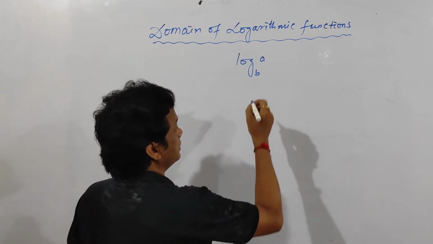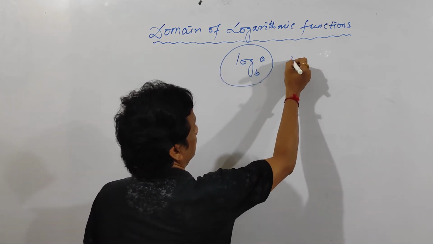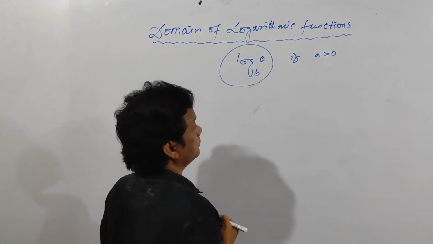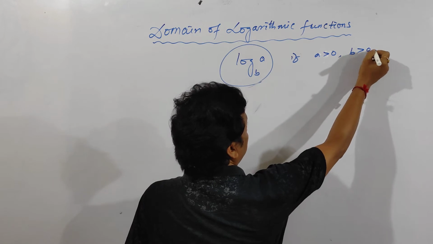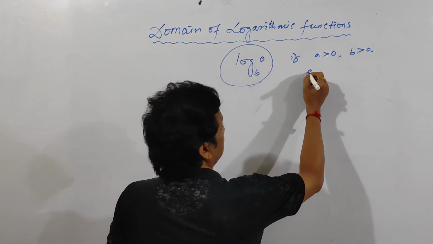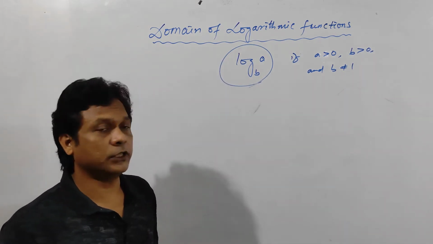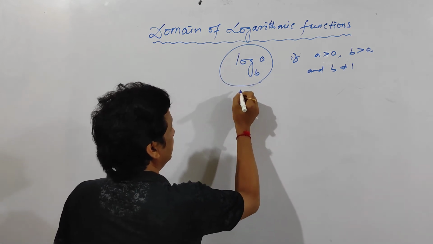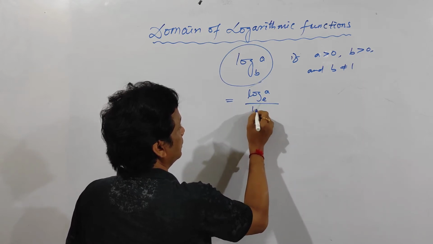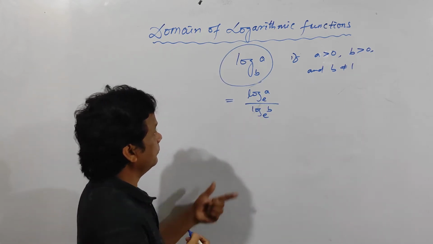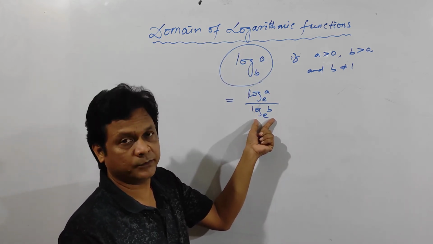I am writing certain properties. This function is said to be defined if a is greater than 0, and this quantity should be positive, and b also greater than 0 and b is unequal to 1. I will tell you why b is unequal to 1. Because log a to the base b can be written as log a to the base e divided by log b to the base e. Clear?